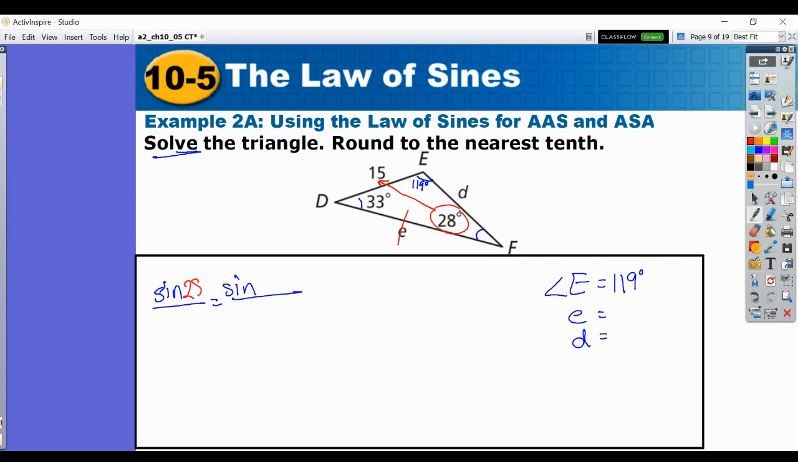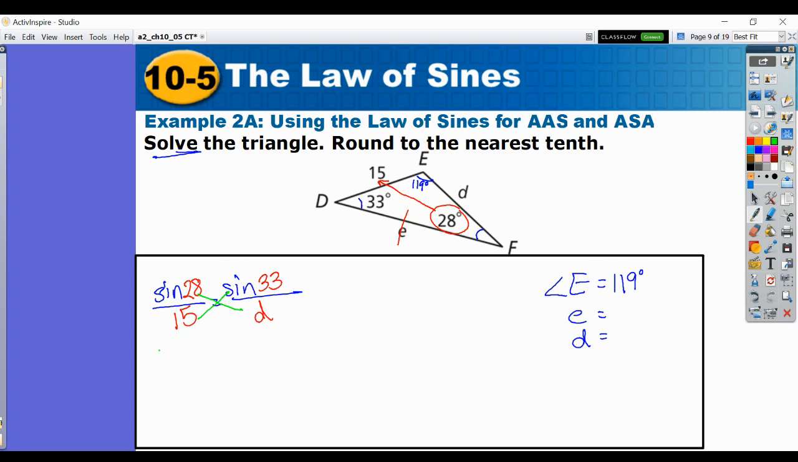Sine of 28 over 15. That's a proportion where I know both of the numbers, a ratio. And then I'm going to pick either one of these other ones. Let's go ahead and do D. So sine of 33 over little d. This is my law of sines: sine of the angle over the side, sine of the angle over the side. The only thing I don't know here is d. This is a proportion.